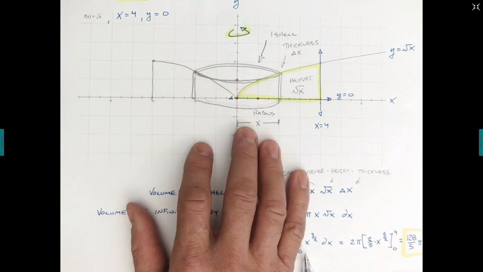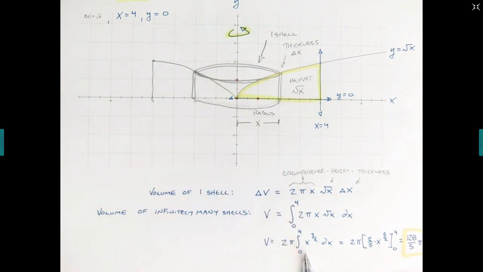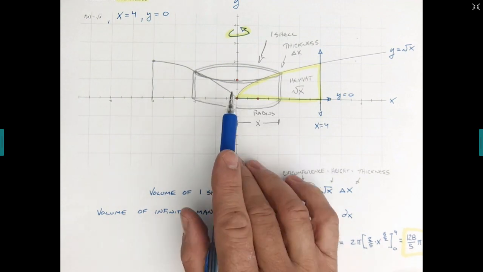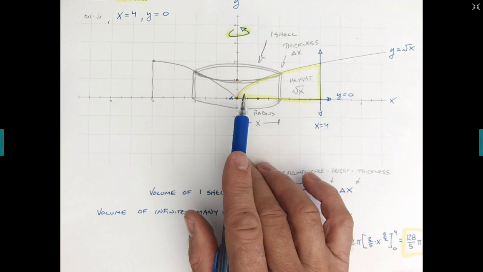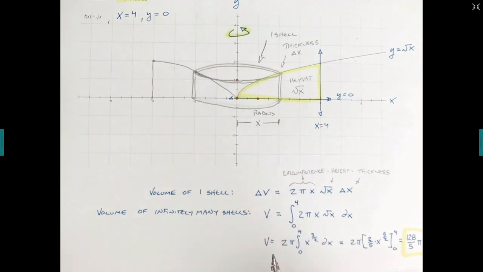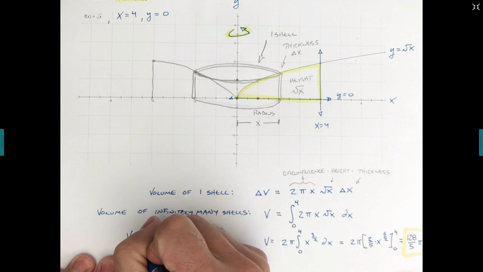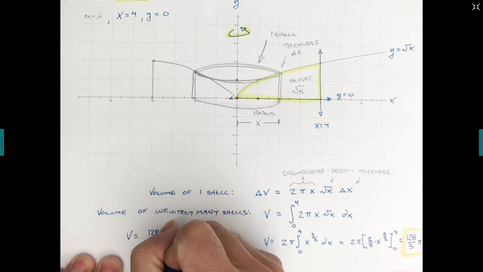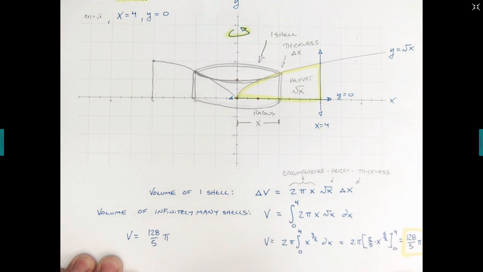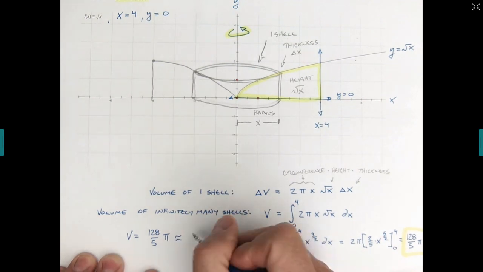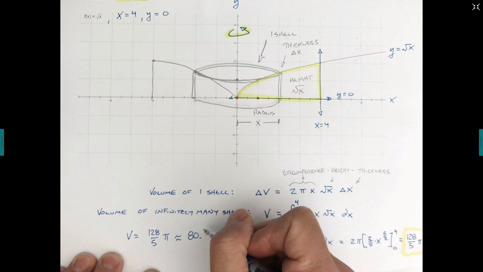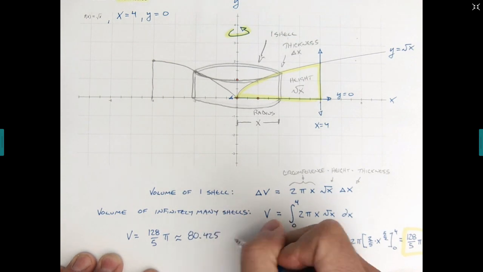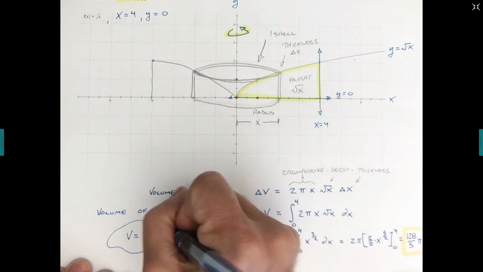Now just an FYI, this volume could have been found using the washer method too. If we made our washers in this case, they would still have to be drawn to this axis of rotation. The height of those washers then would make it a dy problem. But you'll get the same volume. What do we have for an approximation? 80.425 units cubed. There we go, something like that.